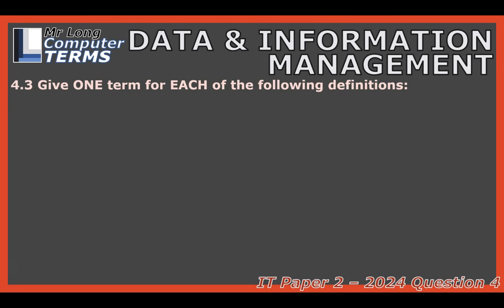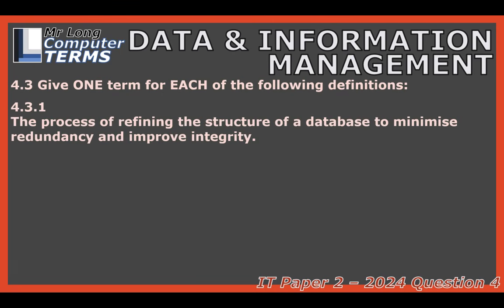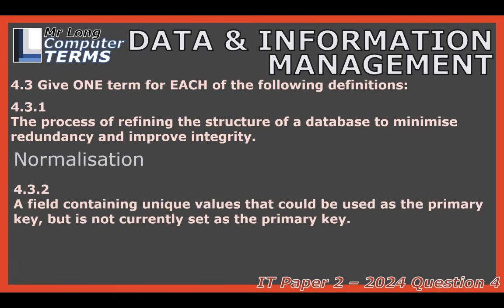We need to give a term for the following. What is the process of refining the structure of a database to minimize redundancy and improve integrity? That's a straightforward definition. That is the process where we normalize, or normalization. And then a field containing unique values that could be used as a primary key, but is not currently set as a primary key. So it's a possible primary key, but it's not. In that case, we call that an alternative key. If we need to, we could always make that a primary key, but it's not at the moment.